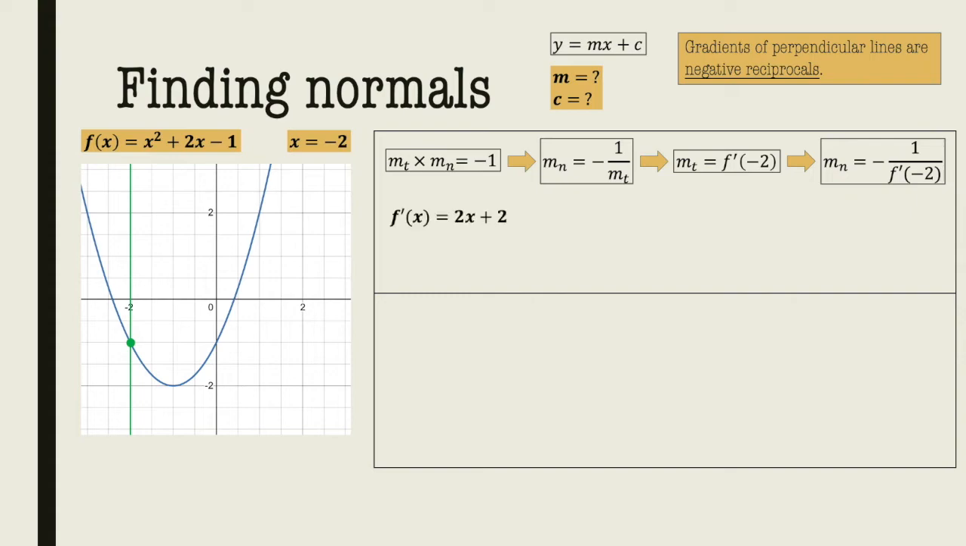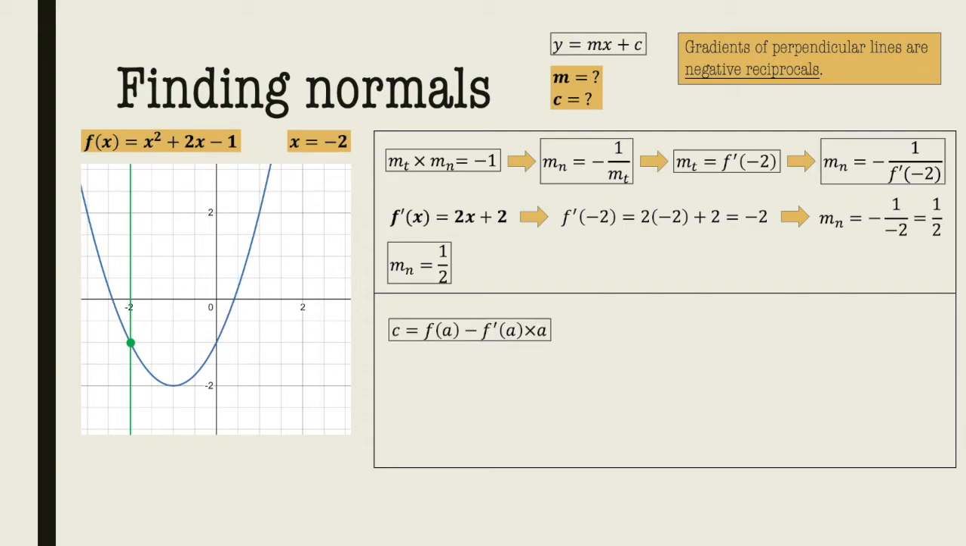The derivative of this function is 2x plus 2. I found that using the power rule. We substitute negative 2 into the equation and get negative 2 to be the gradient of the tangent. And finally, we divide negative 1 by that gradient to get the gradient of the normal, which seems to be 1 over 2.